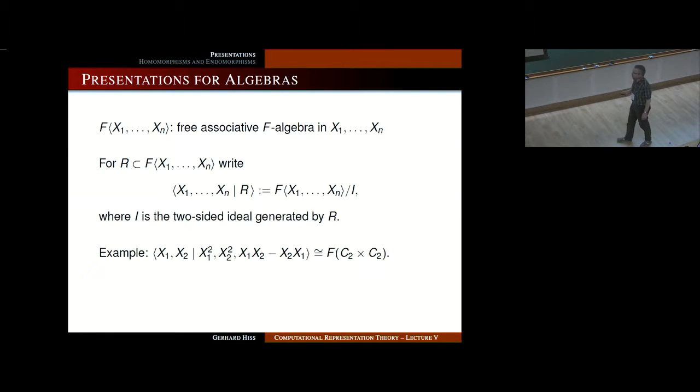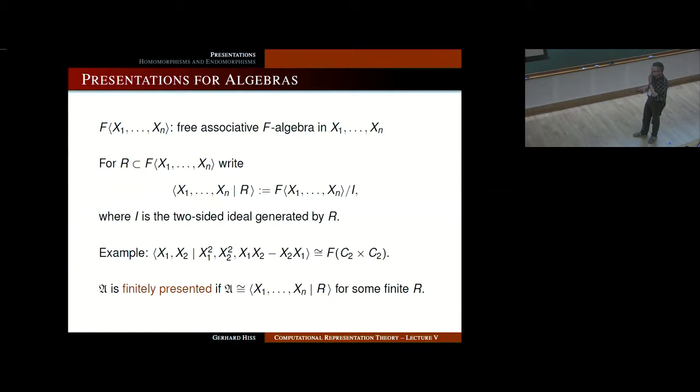Well, if you want to present the group algebra of C2 cross C2, you can do it in this way. So this is just an easy example. And of course, this is finitely presented if the set of relations is finite. And these are the algebras we are going to talk about.